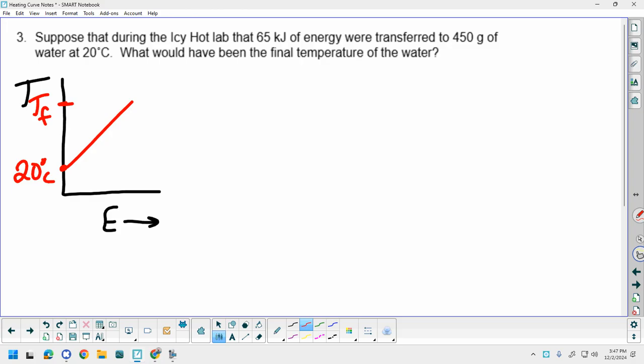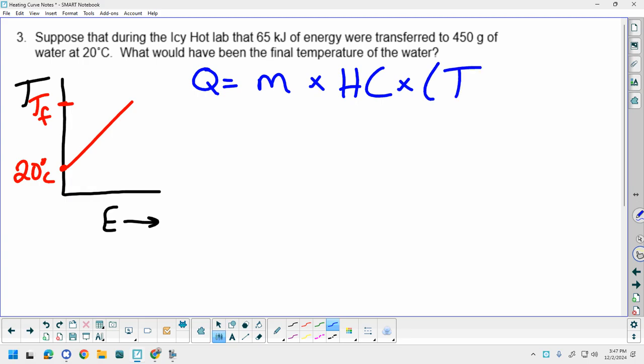Well, going back to our 2 equations, again, are we dealing with a phase change here, or are we just changing the temperature of a single state of matter? Well, it's the latter. We've got liquid water here that we're heating up, and so we're going to want to go with our heat capacity equation. Q equals mass times heat capacity times the change in temperature.